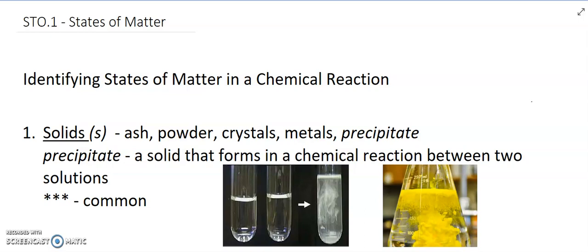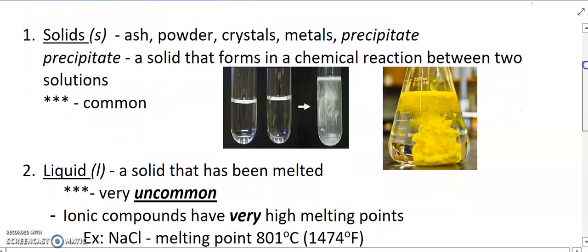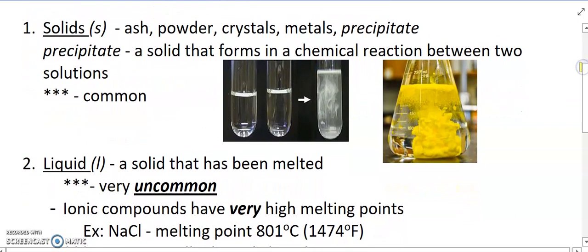Hello. Today we're going to look at states of matter that are commonly found in a chemical reaction. So we're going to try to identify states of matter in chemical reactions. There are really four states of matter that are common in chemical reactions in high school chemistry. And the first is one that's familiar to you.